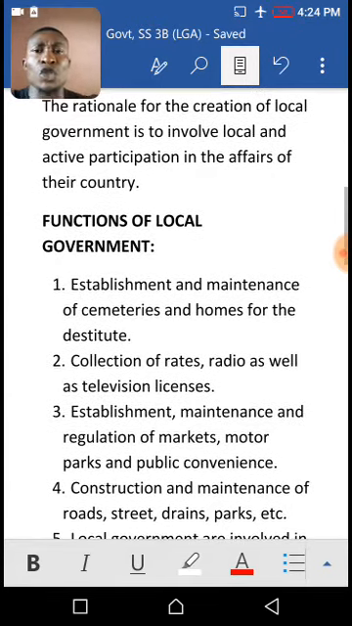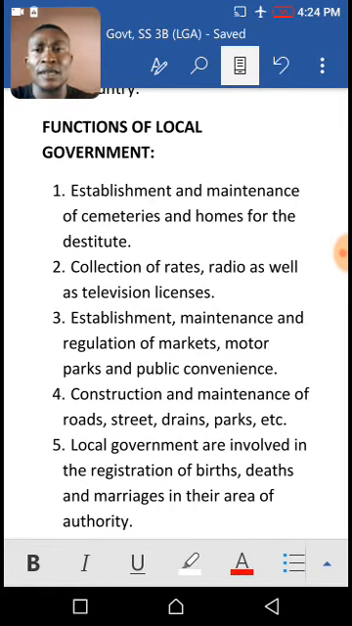Now, what are the functions of local government? Number 1 is the establishment and maintenance of cemeteries and homes for the destitute. They establish and maintain cemeteries and homes for the destitute. A cemetery is where people are buried, and homes for the destitute is a place meant for the poor. The local government plays this function.